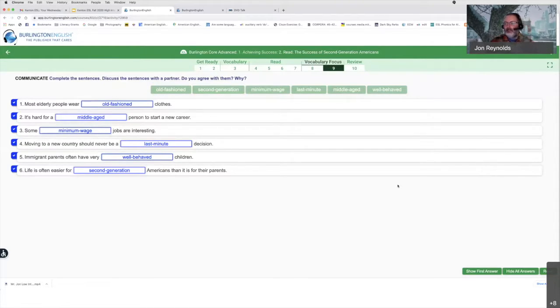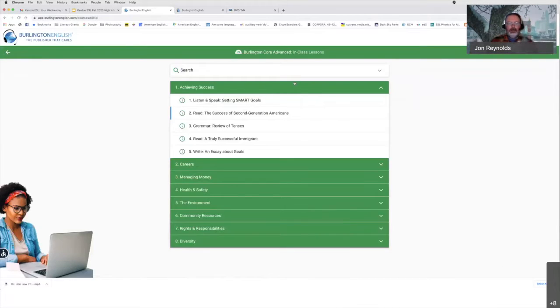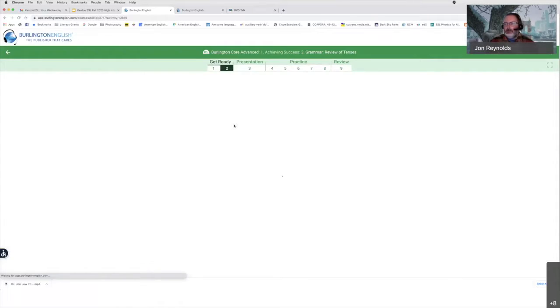Now what I'd like to do is introduce the next lesson, but then I'd like to come back and have an opportunity for some discussion using some of the words from the end of this lesson. So I'm going to jump to our next lesson to introduce it and talk a little bit about what you're going to be doing. We're going to be looking at module number 3, and that is the grammar portion in which we're reviewing the tenses.